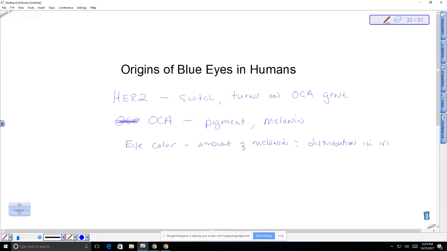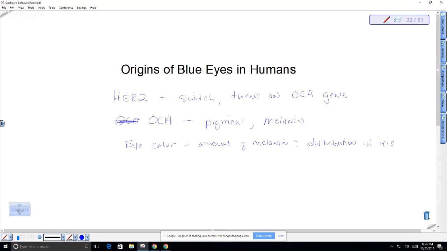The iris has layers, so the pigment could be out in front, or it could be behind, and sometimes the light coming in and reflecting off of that will give us a green color. So we're just going to look specifically at blue and brown. We're going to ignore green because green is due to the distribution of the color in the iris rather than the presence or absence of melanin, okay?